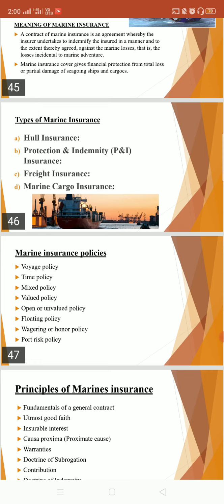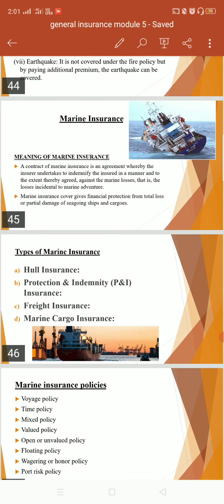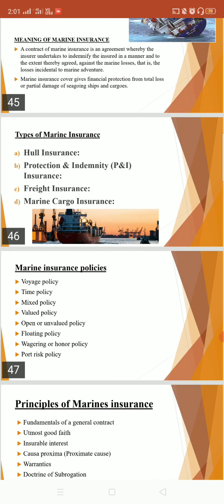Next, what we have is the port risk policy. The name itself suggests it. This is a policy taken for port risk: any losses or damages that happen when your ship is halted in the port. If something goes wrong, you are taking the insurance policy for that. So that policy is called a port risk policy. So these are the different types of insurance policies.